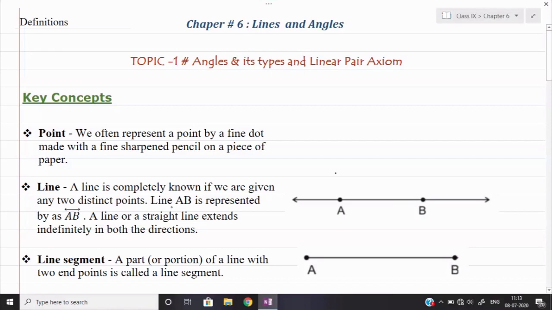Today we are going to start our new topic, lines and angles. Last time we finished chapter number 4, linear equations in two variables. I have taken all the questions of the textbook as well as some additional questions. So I think they are sufficient to update your knowledge and fulfill your requirement. Okay. Now, today onwards we are starting the chapter of lines and angles.